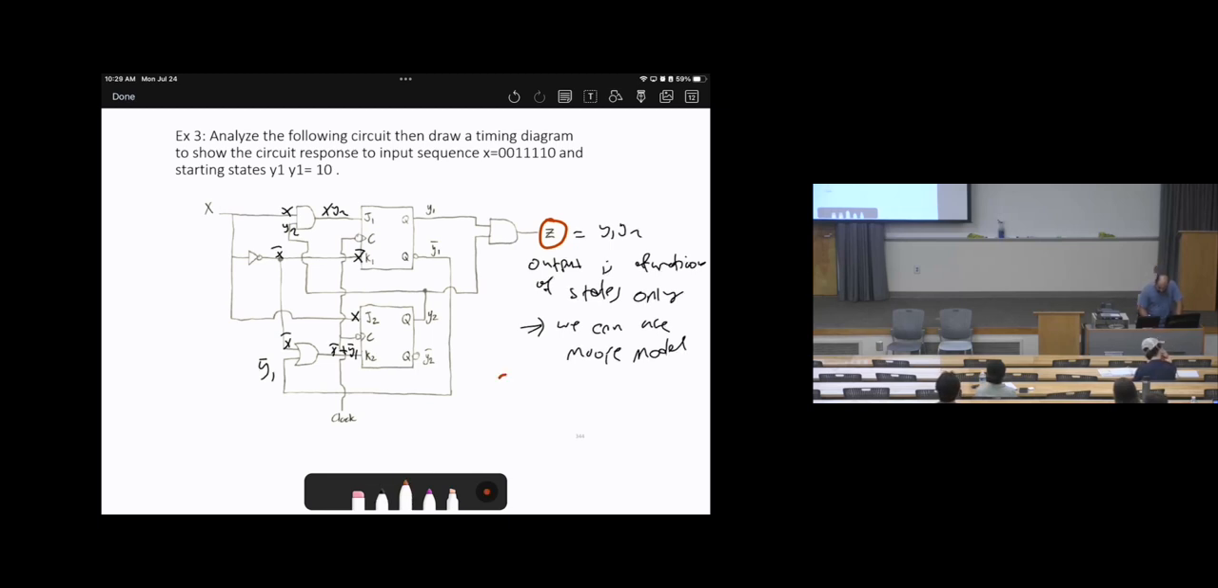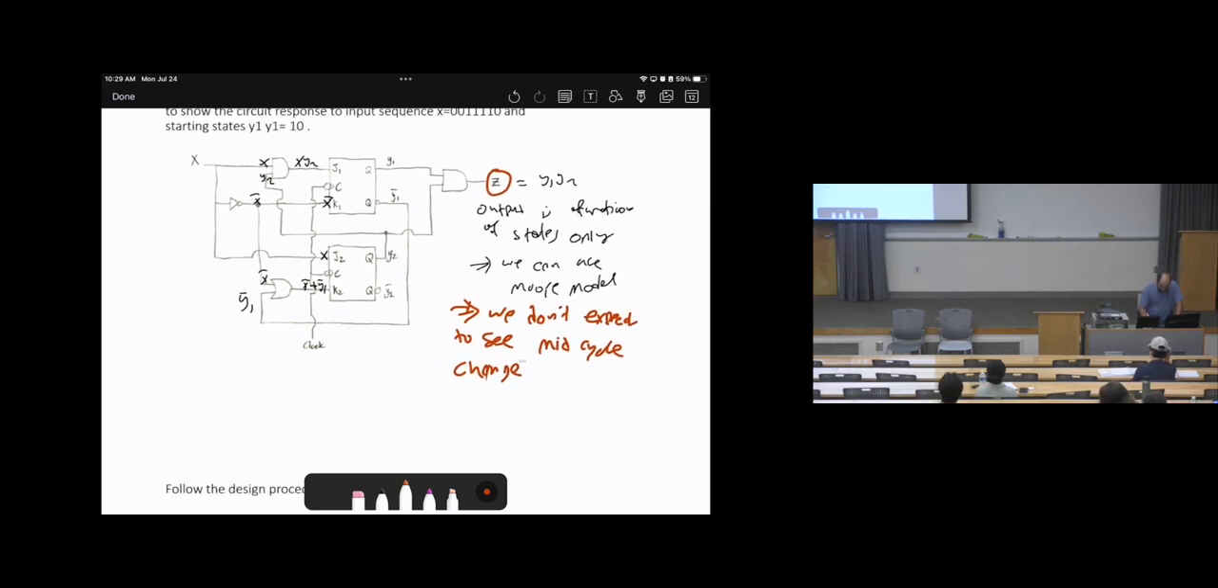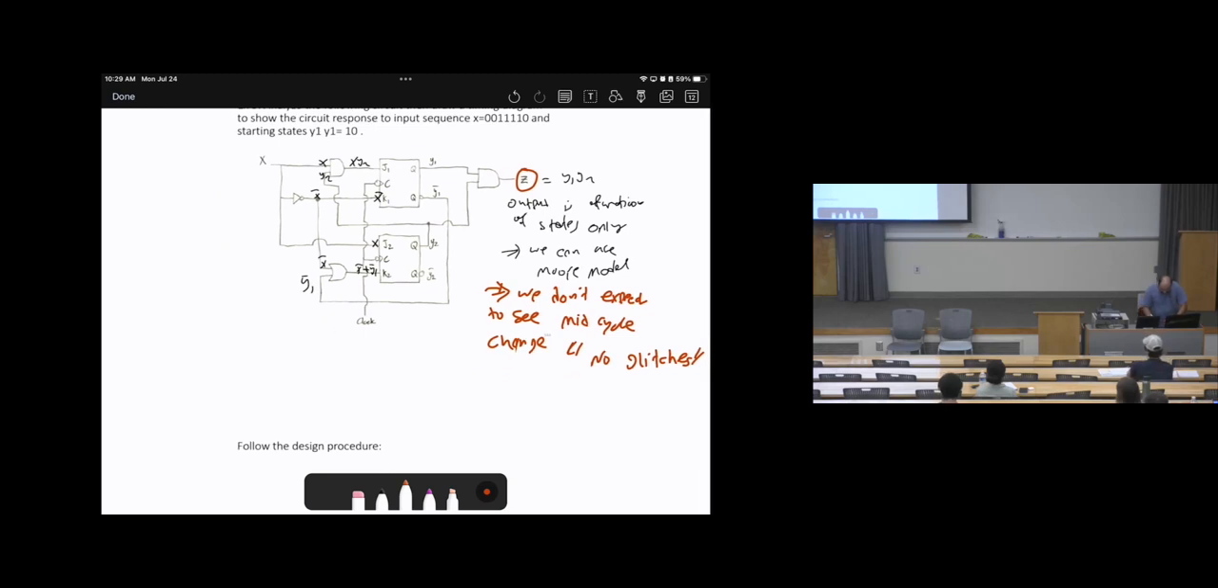So we can note that we don't expect to see mid-cycle change, or in other words, no glitches. We will not see glitches, which is making it much easier. How can we analyze this? So let's write the equations here.